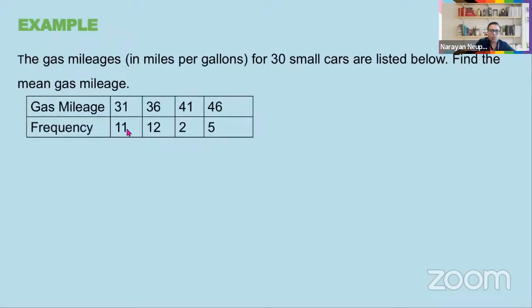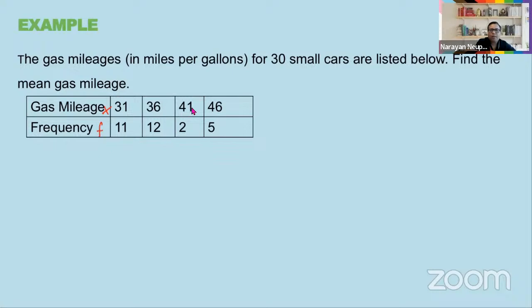So this one is the grouped data, as you can see. Gas mileage in miles per gallon for 30 small cars is listed below. We have to find the mean gas mileage. They have given the mileage, that is your data value X. Mileage is the data value: 31 miles per gallon, 36 miles per gallon, 41 miles per gallon, and 46 miles per gallon. And we have the frequency f.